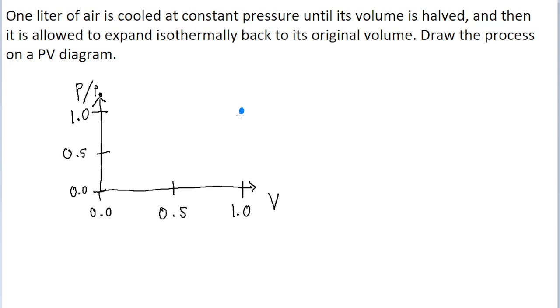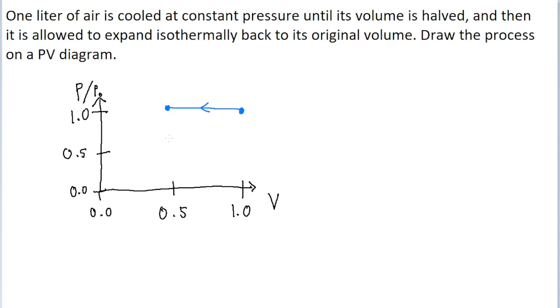And the liter of air is being cooled until its volume is halved. So the volume is decreasing. So the process is moving to the left in a horizontal line because the pressure is kept constant. I'm going to draw a little arrow indicating that the process is moving to the left, and that is it for the first segment of this process.